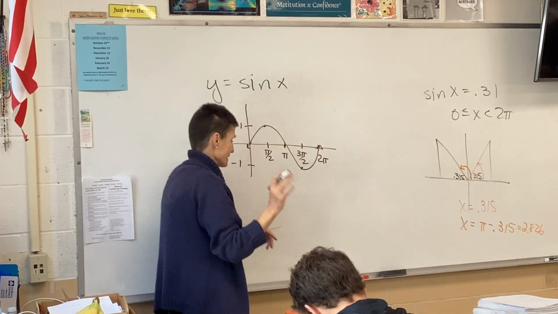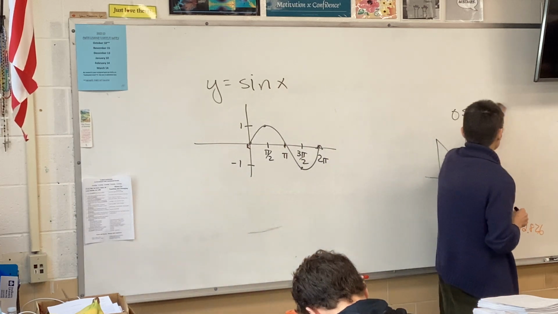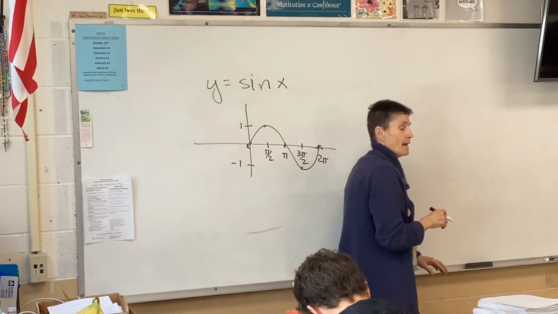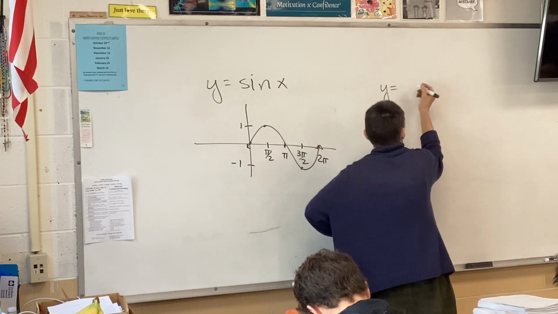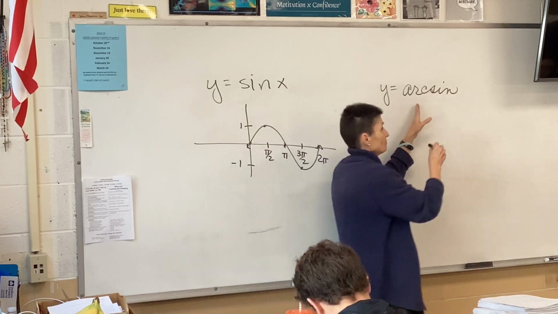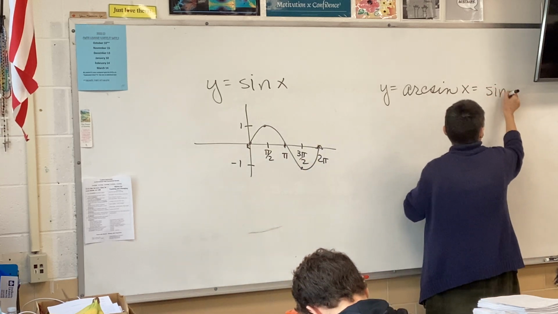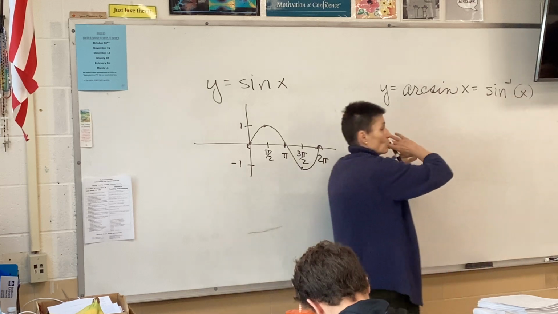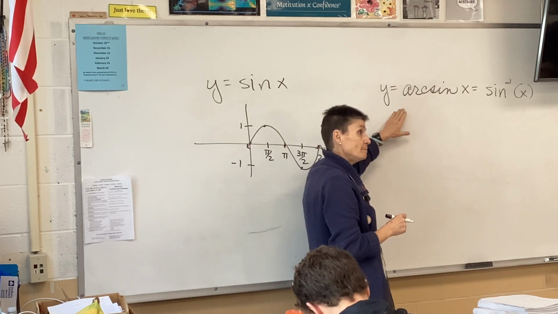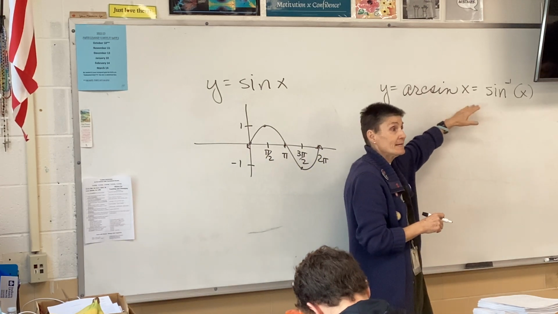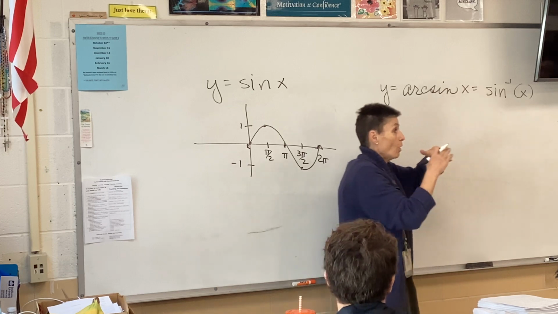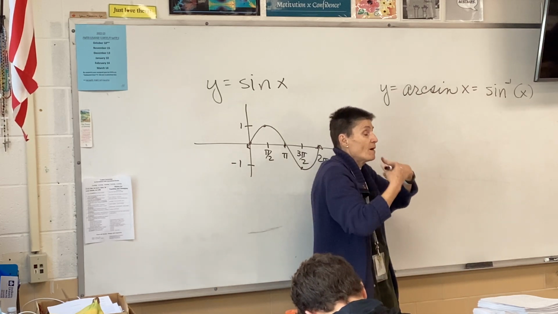Now, I am going to sketch the inverse. Okay? Now, we can write that a couple of different ways. This is kind of the old-fashioned notation. Means the same as this. This is your inverse notation. This literally says y is the angle whose sine is x. So with the inverses, you're always looking for the angle. You're going to find the angle.